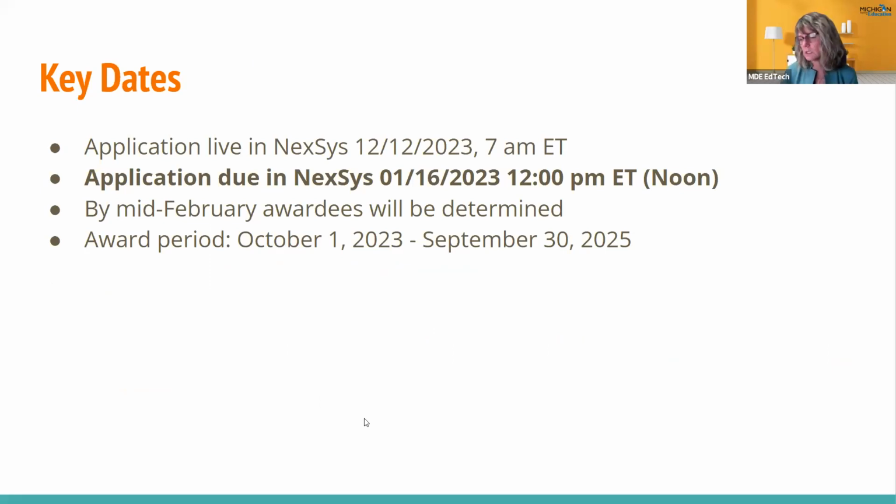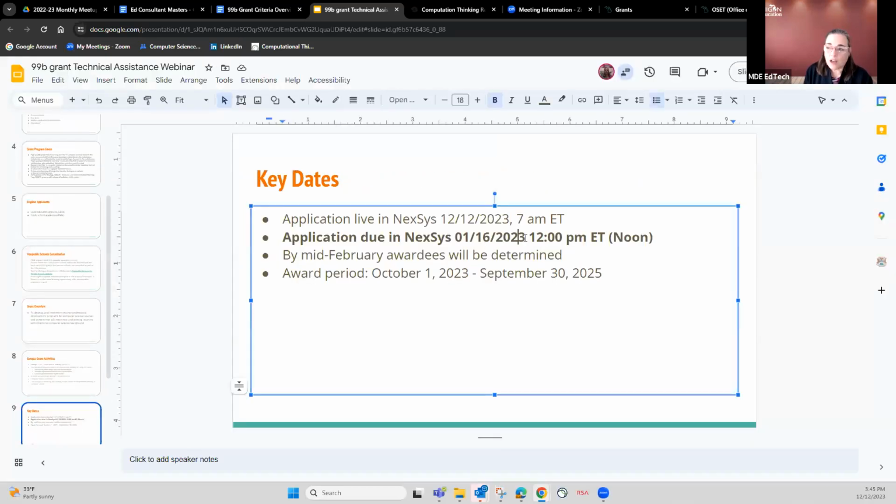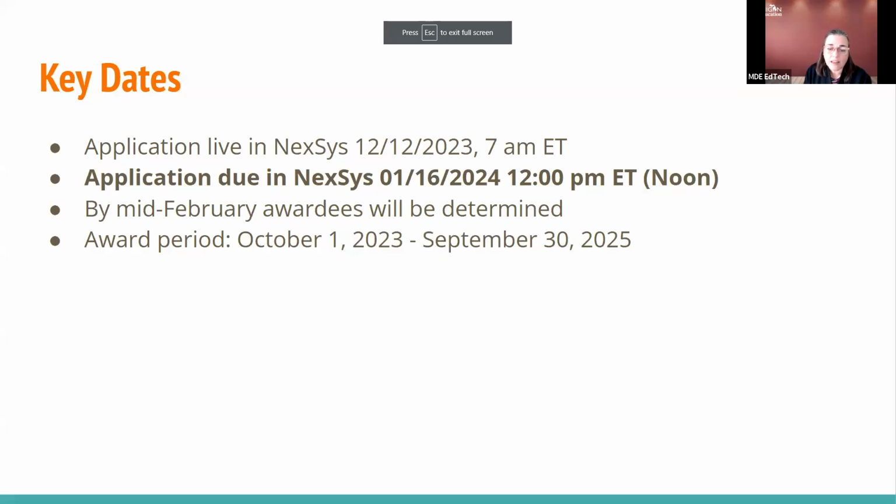Gina, I'm going to let you do the key dates here. Absolutely. The good news is, if you're seeing this, the application window is open now. It went live on December 12th at 7 a.m. The application is due January 16th by noon. We realize with the holiday that is a tight turnaround, but in order to get the money in your hands as quickly as we can, this is unfortunately the timeline we need to work within.